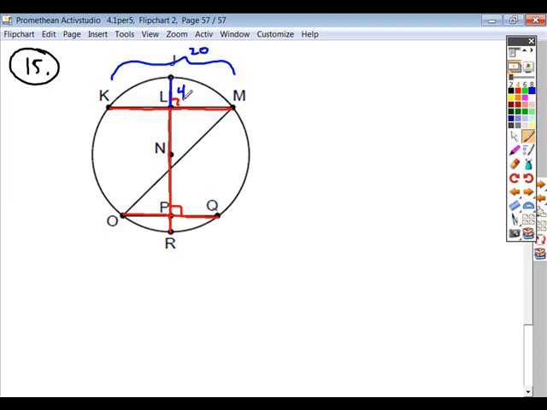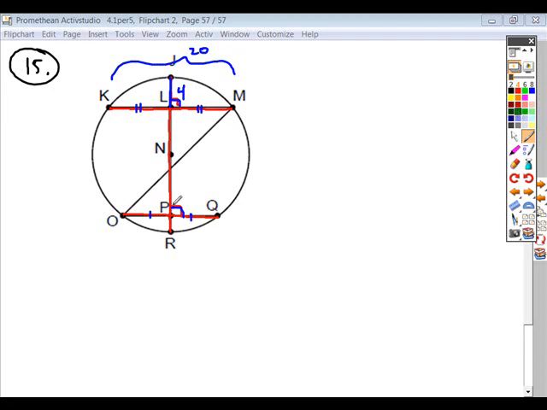Okay, so when you're looking at this figure, since these two perpendiculars pass through the center, they're also going to bisect the chords. So we know that KL and LM have to be equal, OP and PQ have to be equal. And you also know that since these two corresponding angles that are labeled here as right angles are equal, lines KM and OQ are parallel to each other. For this particular problem, that does not come into play, but that's one of the relationships that you can derive from this.